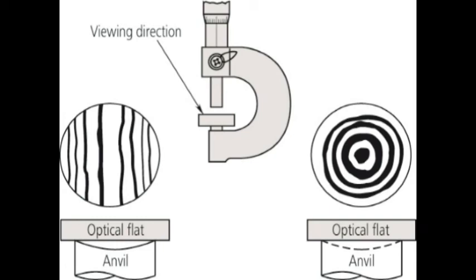The parallelism of the anvil surfaces is also tested with the optical flat. The optical flat is placed in contact with the opposite faces, and the interference fringes are observed. The sum of the interference fringes observed on the two surfaces should not exceed 6, 8, 10 for the ranges 0 to 25, 25 to 75, and 75 to 100 mm micrometers. Okay, so this is the testing procedure for flatness and parallelism with the help of the optical flat.